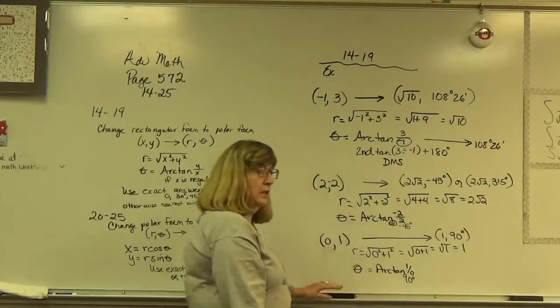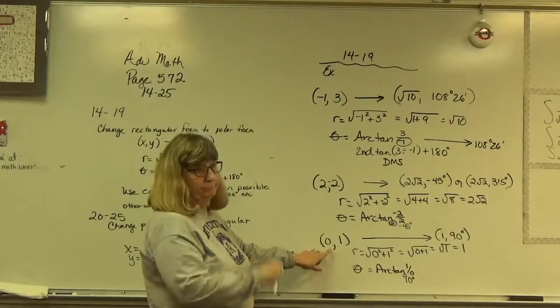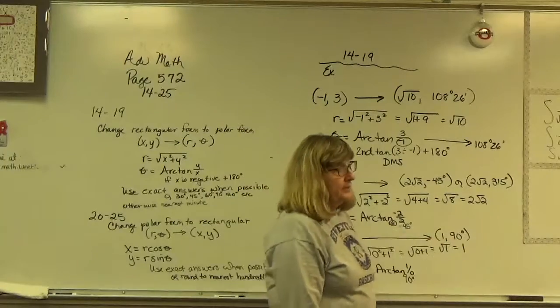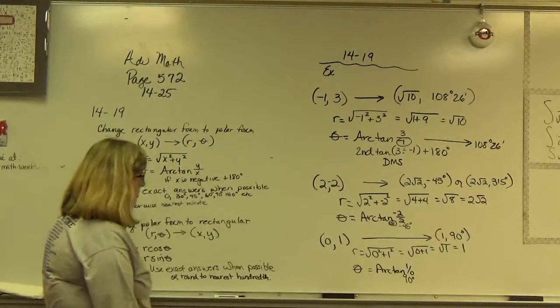90 degrees. And again, think, where is 0, 1 on the coordinate plane? Over 0 from the origin, up 1, right? Where is 90 degrees? Origin, up 1. So you guys see it does land at the same location.